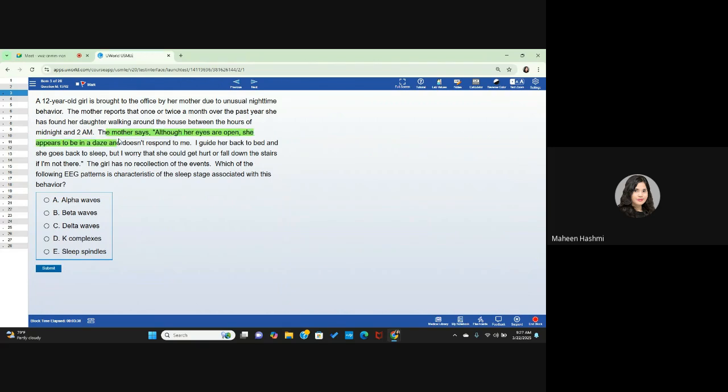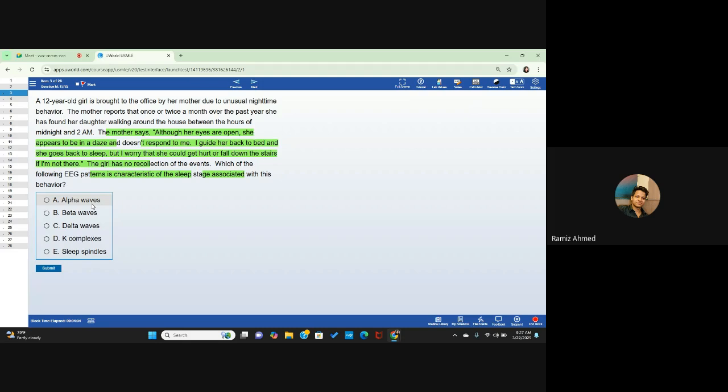The mother says, although her eyes are open, she appears to be in a daze and does not respond to me. I guide her back to bed and she goes to sleep, but I worry that she could get hurt or fall down the stairs if I'm not there. The girl has no recollection of the events. What stage of EEG is the sleep stage associated with? So, what is she having?